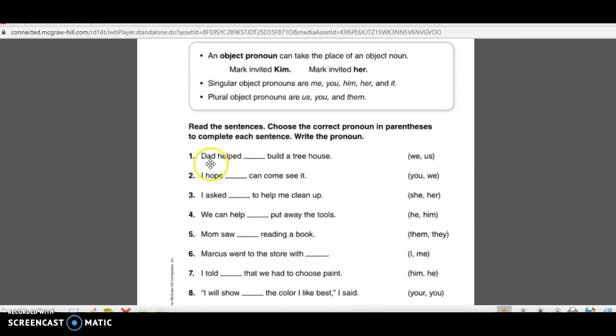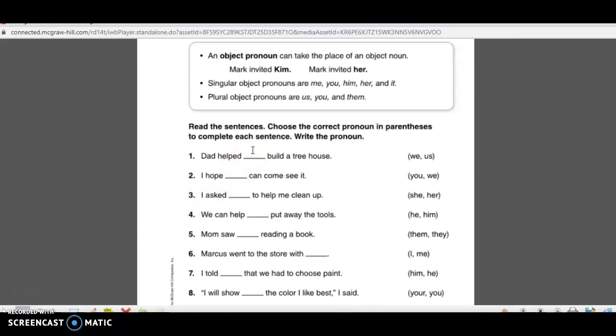So let's take a look at number 1. Dad helped, it's either going to be we or us, build a tree house. Now remember, we're not replacing the subject, Dad, who the sentence is about. We're replacing a noun that is in the predicate. So we're going to be using an object pronoun. So remember, our object pronouns are us, you, and them when it's plural. So we wouldn't be using we. This would be replaced with us.